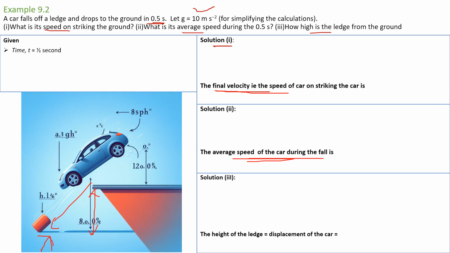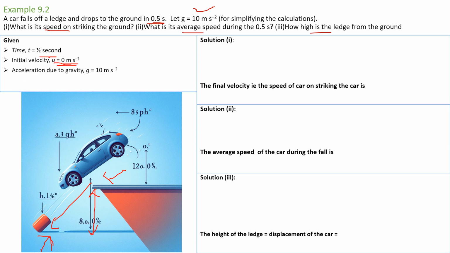What is given? Given time is equal to 0.5 seconds. It means the car took half a second, or 0.5 seconds, to reach the ground. Time is very clear. What is the initial velocity? Assume the car was at rest, and something happened and it fell down. So the initial velocity is 0 meter per second.